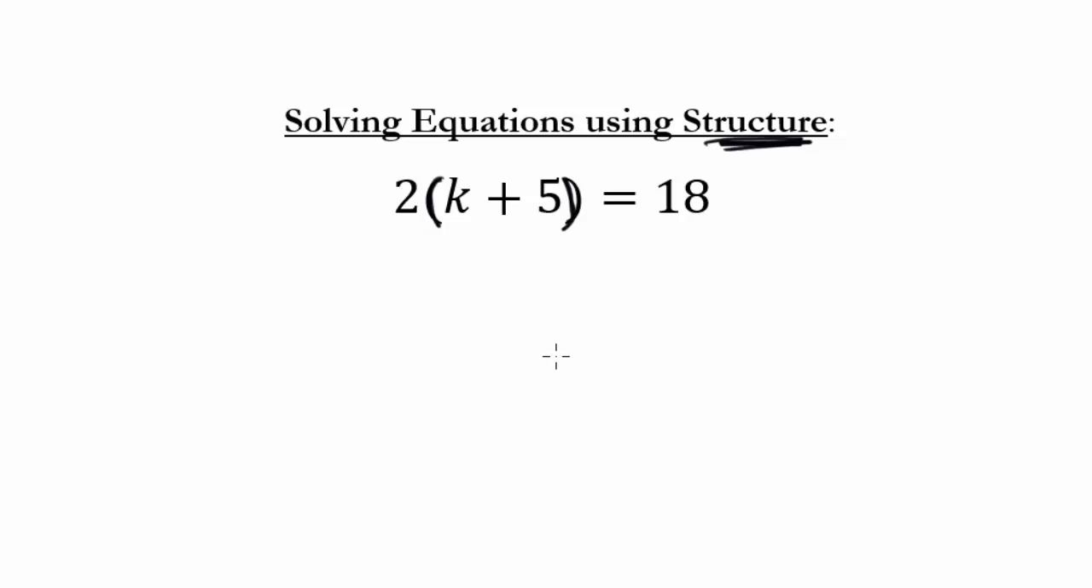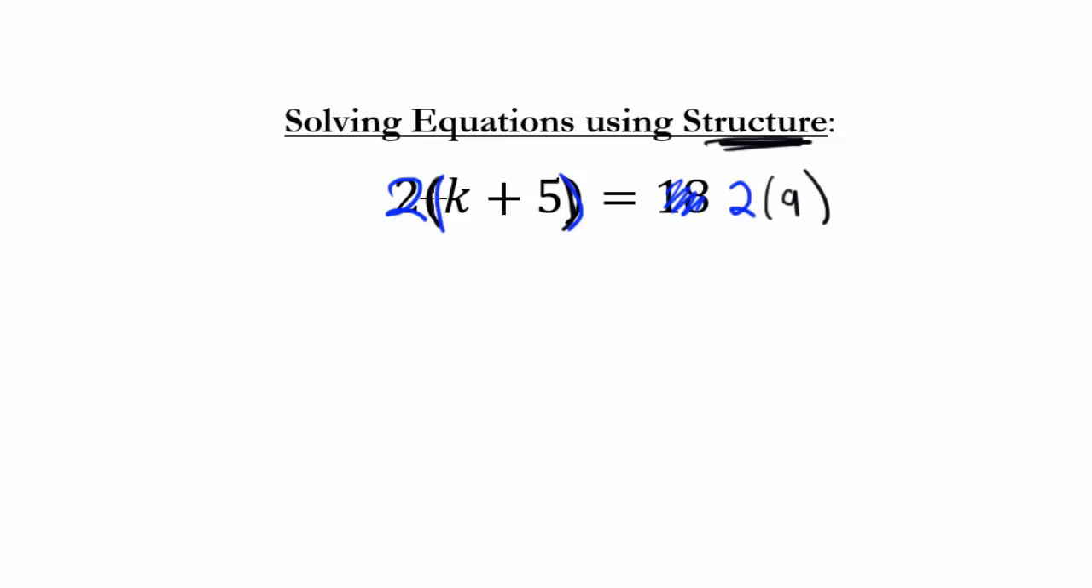Is there another way of doing it? Well, there is. Let's try to solve this equation by making the form of the right side of the equation look like the left side of the equation. The left side of the equation looks like 2 times something. Let's make the right side look like that. Instead of 18, can I rewrite that as 2 times something? Yeah, 2 times 9.